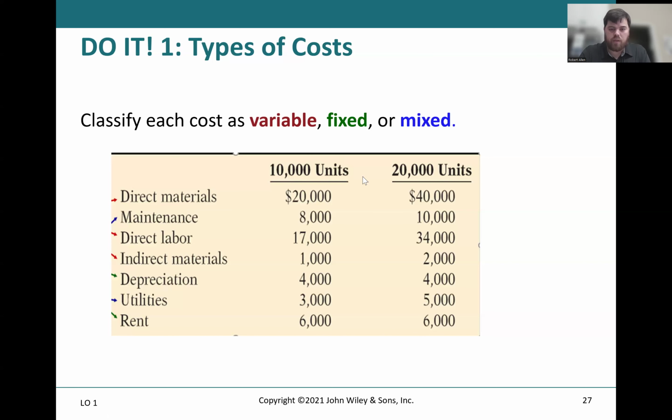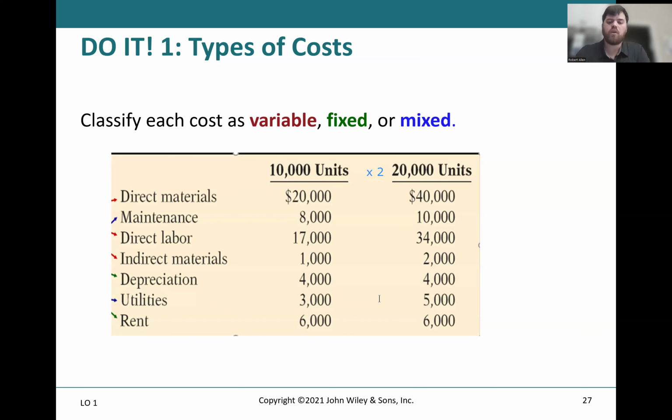So the first thing I'm going to do is say, all right, the relationship there is I'm taking this first column, multiplying it by 2, and that's giving me the other column. Which means if that holds true, then I've got a variable cost. If that does not hold true at all, if it's the same number in both columns, I've got a fixed cost. And if it's not quite double, but it's not the same, then I've got a mixed cost.